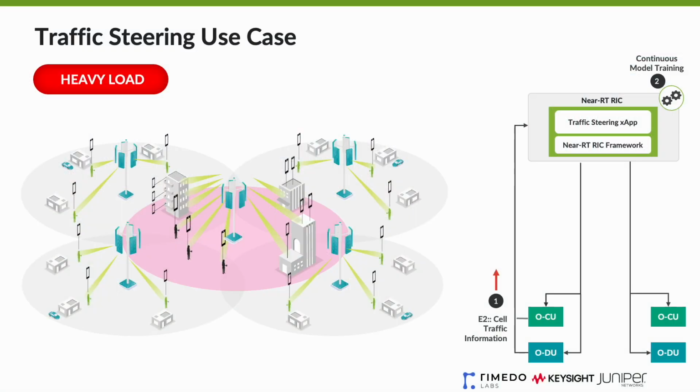To illustrate the use case, let's consider a scenario where the middle cell is experiencing heavy load. Near real-time RIC and traffic steering xApp, through continuous performance monitoring, detects this heavy load and decides to steer some of the end users to the appropriate neighbor cells based on certain network conditions and operator policies.